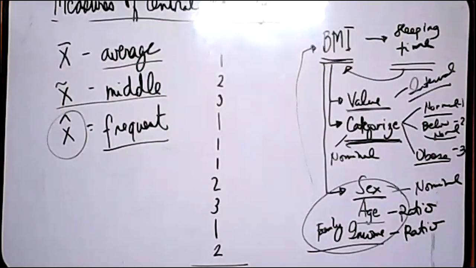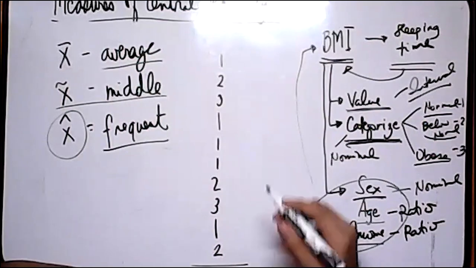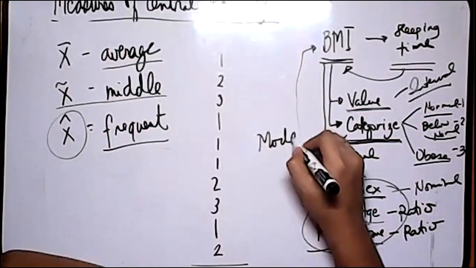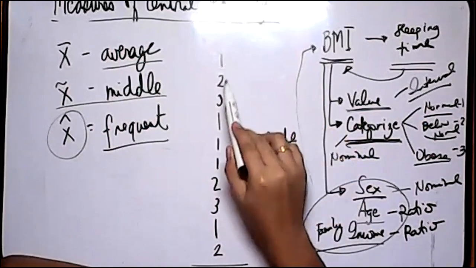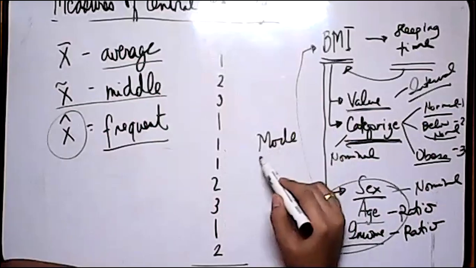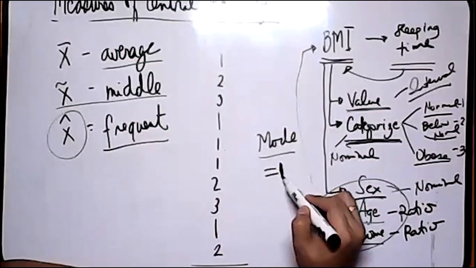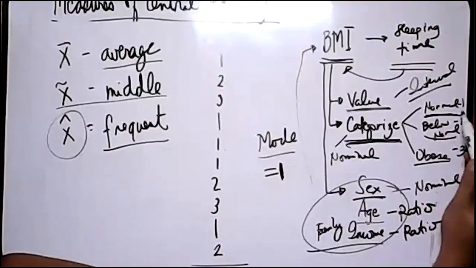Mode. Yes. Mode. Okay. Yeah, you were answering that it is the mode. Why? Because if you look at it, the mode is equal to 1. In other words, most of my respondents are normal.